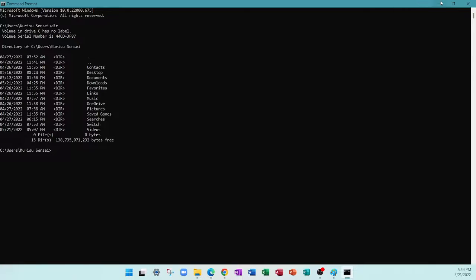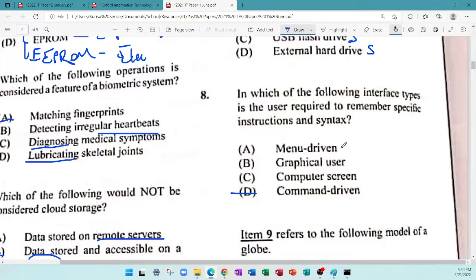Then from the command line interface, we went to the menu-driven interface, which is basically a bunch of menus. So when you go to the ATM, there's a bunch of menu options there. When you go to buy KFC and Popeyes, they use a bunch of menu options. So they just touch the menu option, that's basically it. But today, we use the graphical user interface.